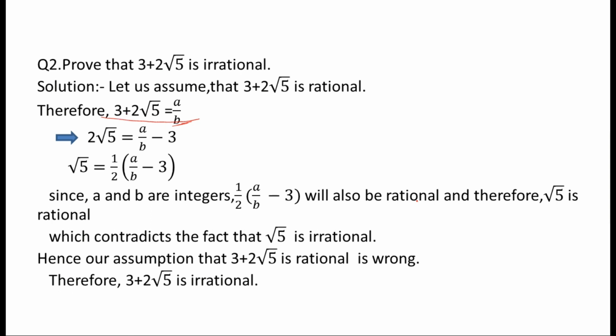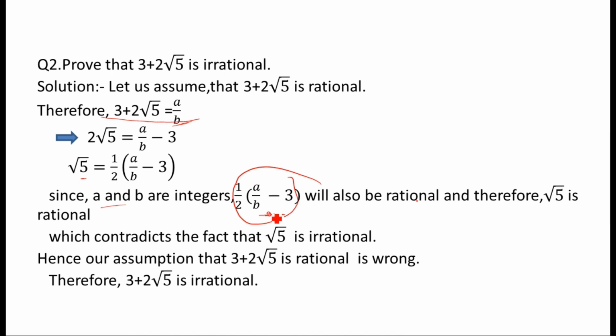When 3 goes on the right hand side of the equation, we get 2 root 5 is equals to a by b minus 3. Again 2 goes on the right hand side of the equation, we get root 5 is equals to 1 by 2 of a by b minus 3, where a and b are some integers. Here 1 by 2 is a rational number, a by b is a rational number, and minus 3 is some integer. On subtraction of any number from a rational number, again we get a rational number.